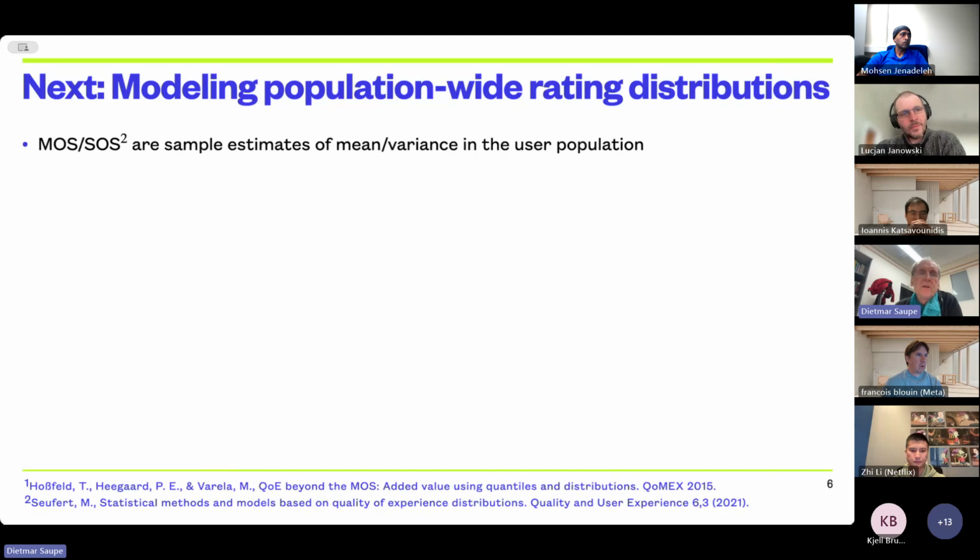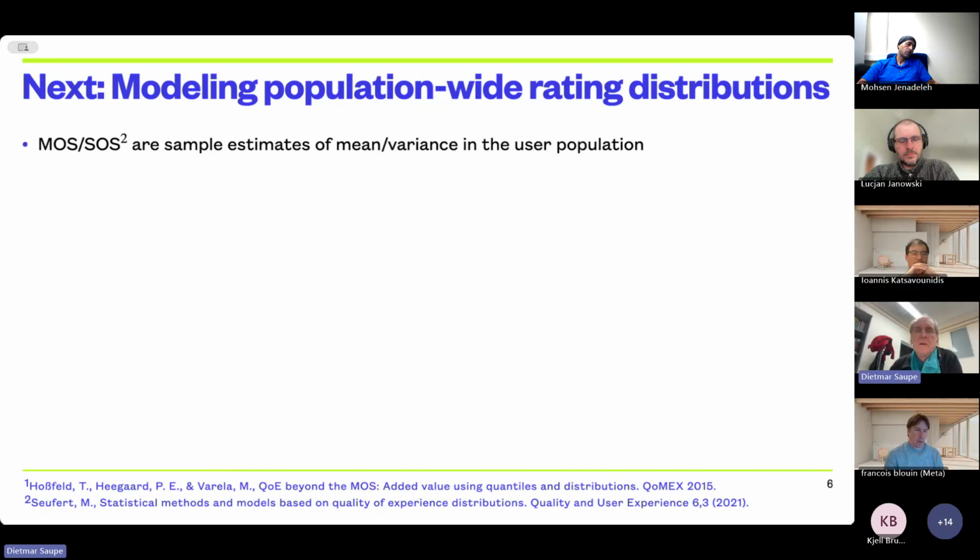Okay, but the next thing is that we would like to maybe model even further. So what is the population-wide rating distribution? Not just the mean and the variance, but more. What can we do more? So the distribution Q1 to Q5 in the full population. Can we somehow estimate that?